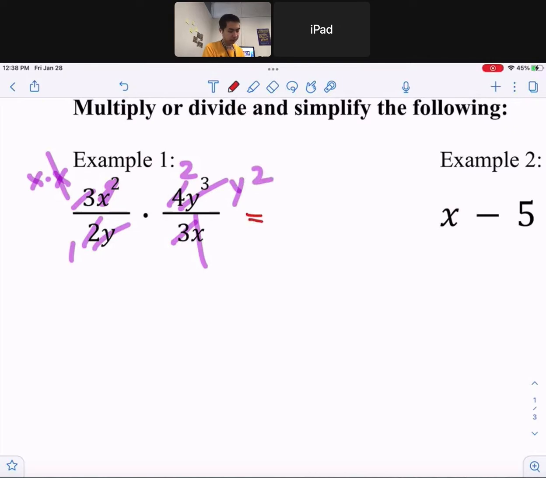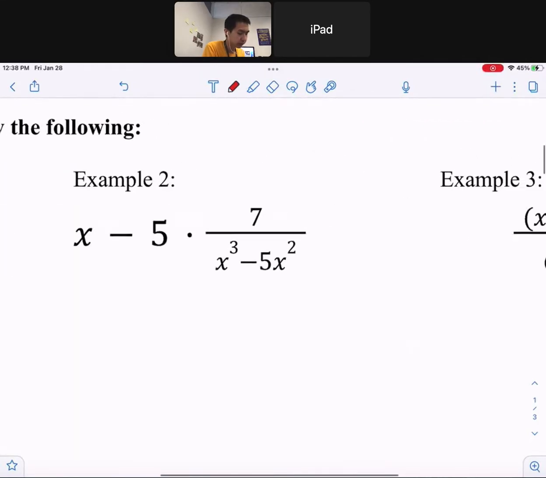So what's left on the top? A 2, an x, and a y to the second. And it's all over 1. So it's just going to be 2xy to the second power. So again, factor out everything if you can. Cancel what you can from top and bottom. Simplify, and then multiply straight across.